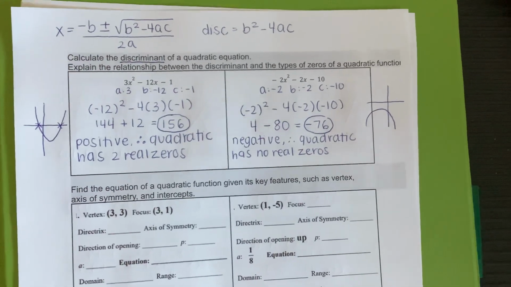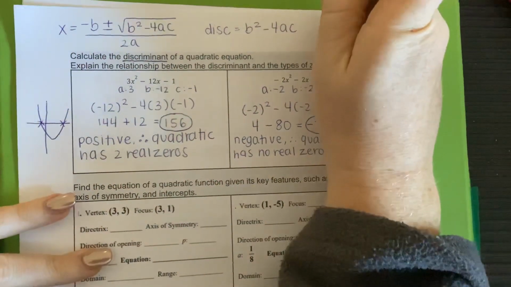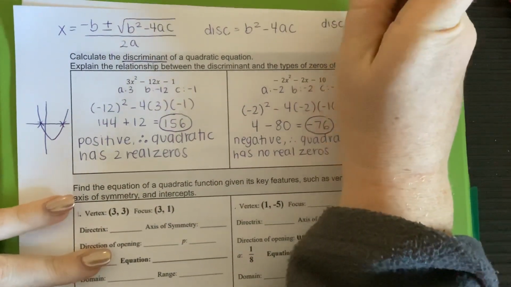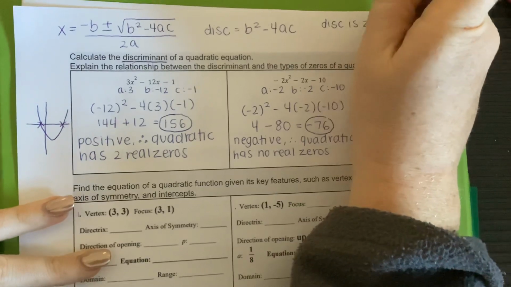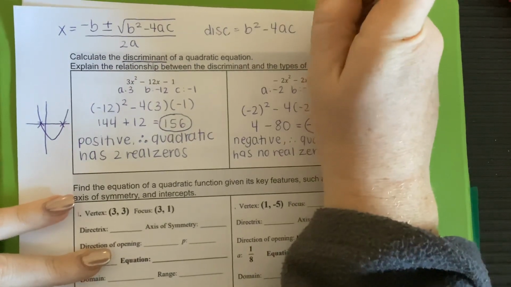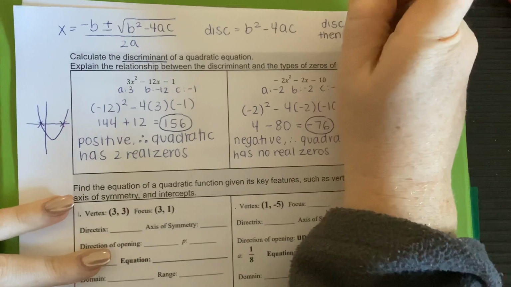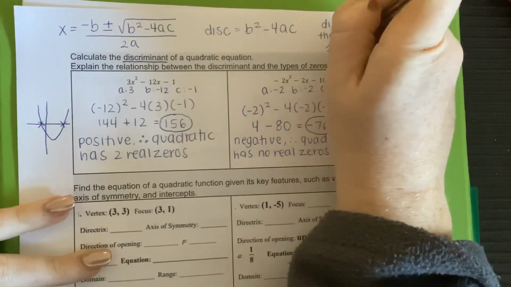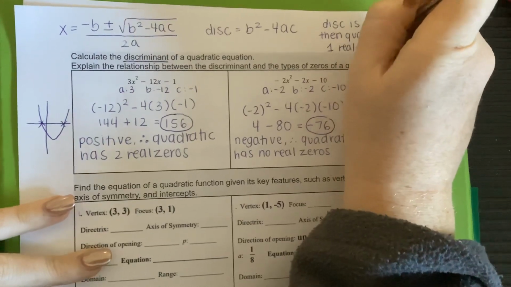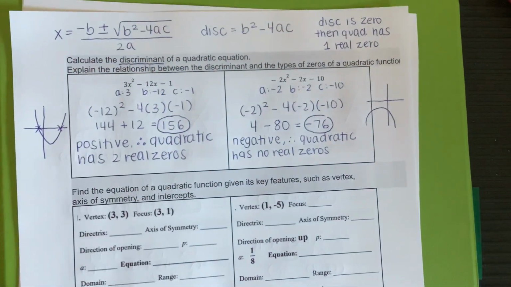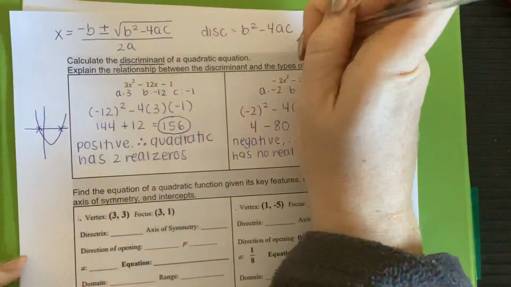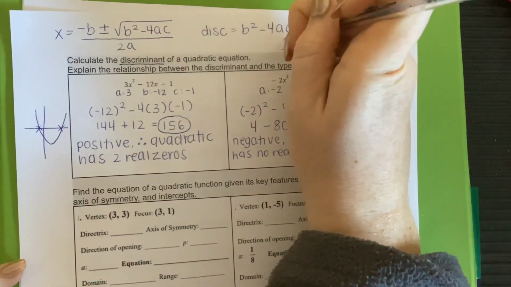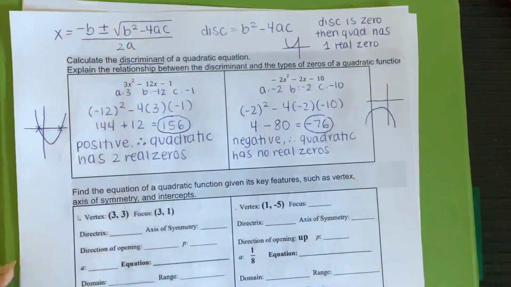The only other type of discriminant you can get is 0. So if your discriminant is 0, then the quadratic has 1 real zero. That doesn't happen quite as often. And that's when you have a graph and your graph comes down and the vertex is the solution. So it only hits it that one time. So you can see what that one looks like.